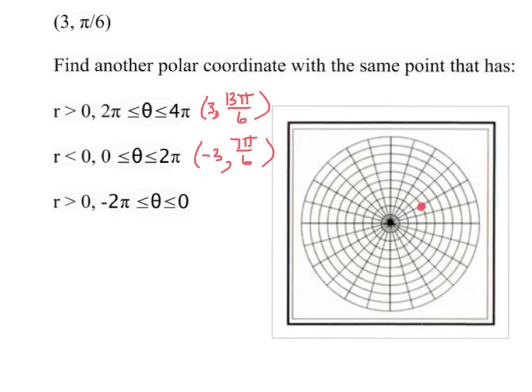And finally, I'm back to a positive r, but I want a negative angle. Okay, remember, going all the way back around, all the way would be a negative 12 pi over 6, because that's the same as negative 2 pi. This is 1 pi over 6 less than that, so it's negative 11 pi over 6. Let me clean that up a little bit.